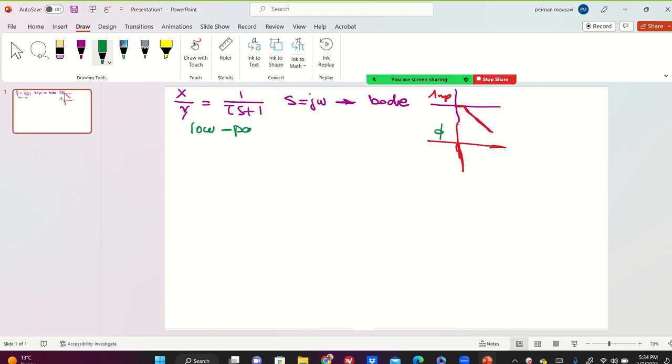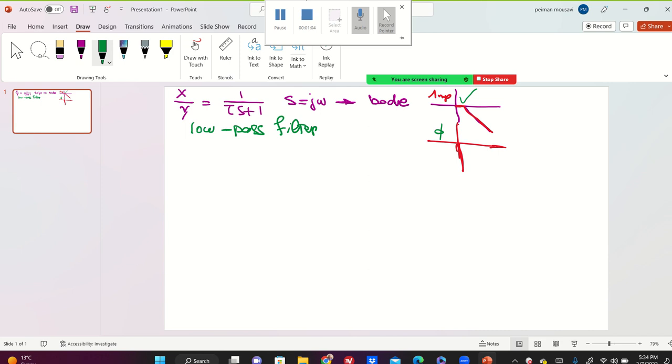Low pass filter, okay, because it's only passing the low frequencies, as you can see here. Because this is logarithmic, when the output is equal to input, they have the same amplitude, so log of 1 is 0. And then after that, the high frequencies are being filtered out. Okay. Now let me go to the next first order system.